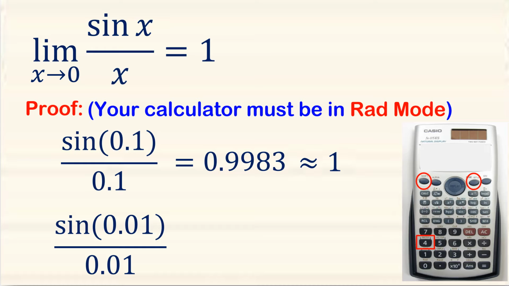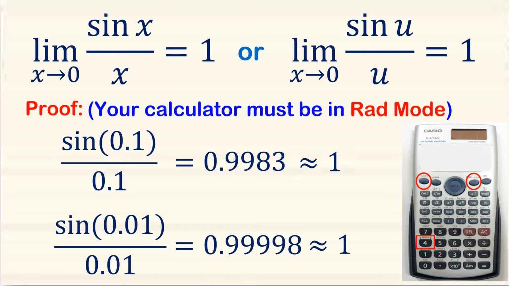And then if we have another one, 0.01, so sine 0.01 divided by 0.01 is equal to 0.99998, which is approximately equal to 1. So that is the proof why we say that limit of sine x over x as x approaches 0 is equal to 1. We can also use it like this: limit of sine u over u as x approaches 0 is equal to 1.